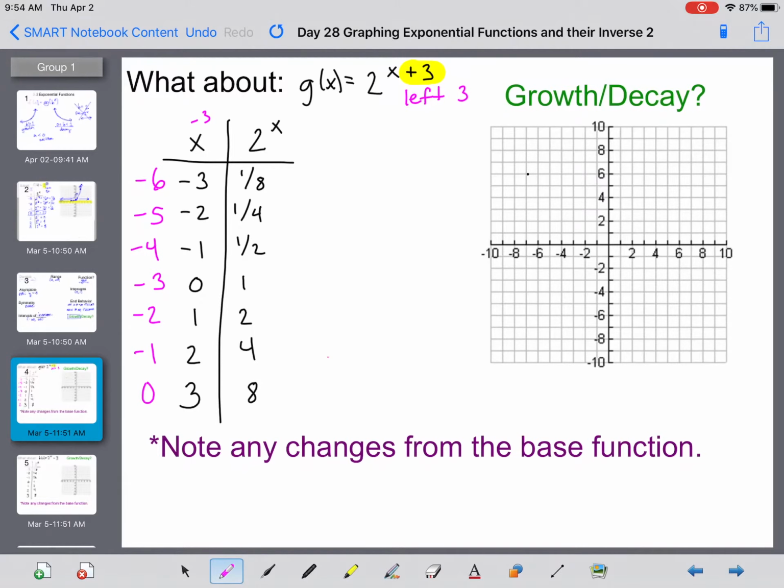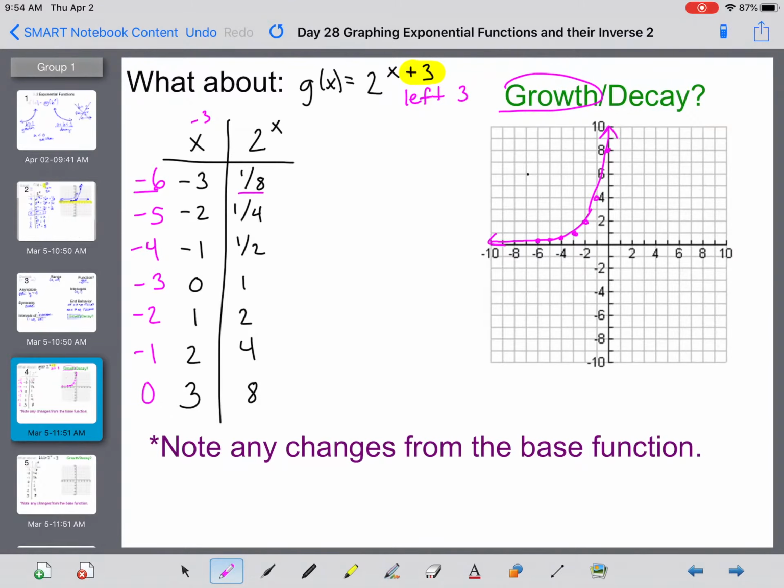So I'm going to graph the point negative 6, comma 1/8. And negative 5, 1/4, negative 4, 1/2, negative 3, 1, negative 2, 2, negative 1, 4, and 0, 8. So here's an example of my function shifted to the left 3 units. This is still a growth model, so that hasn't changed.